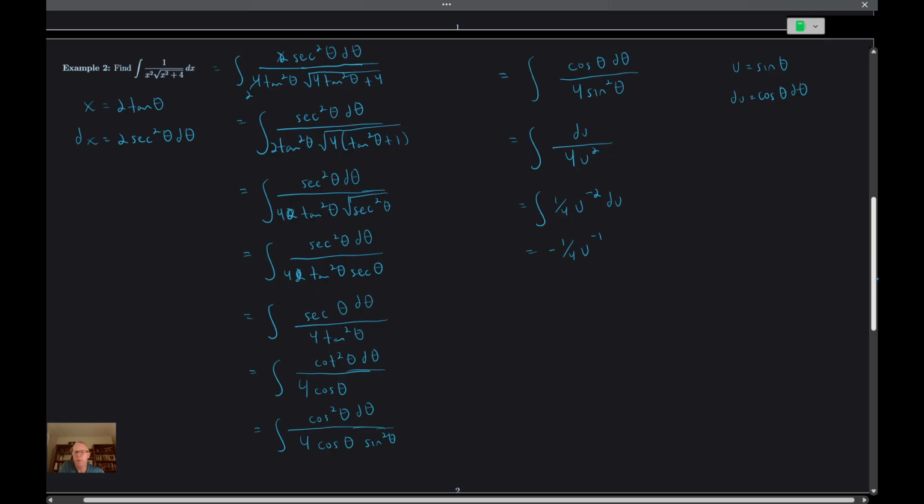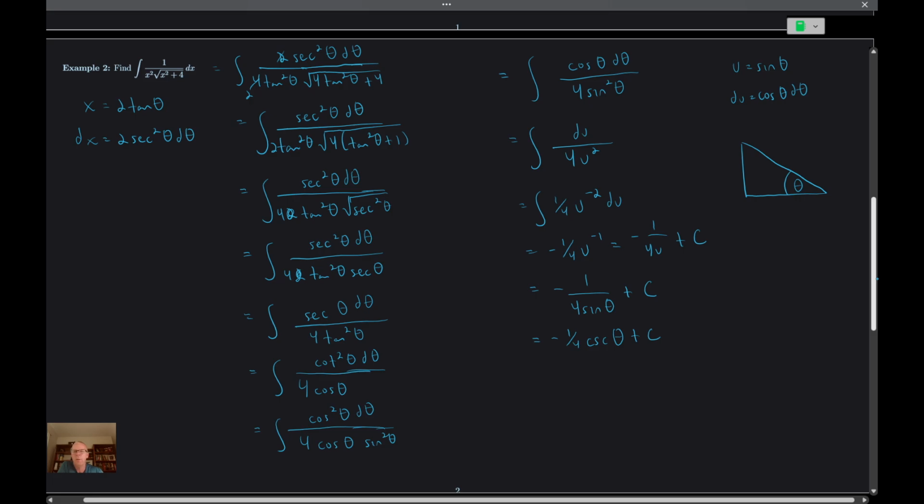Now maybe we'll leave this as -1/4u. That actually makes it easier. So now u is sine theta, so this becomes -1/4 sine theta plus c, or -1/4 cosecant theta plus c. Now we need to substitute back into x, so we always do that once we get our trig function in there and after we integrate. Always draw your right triangle.